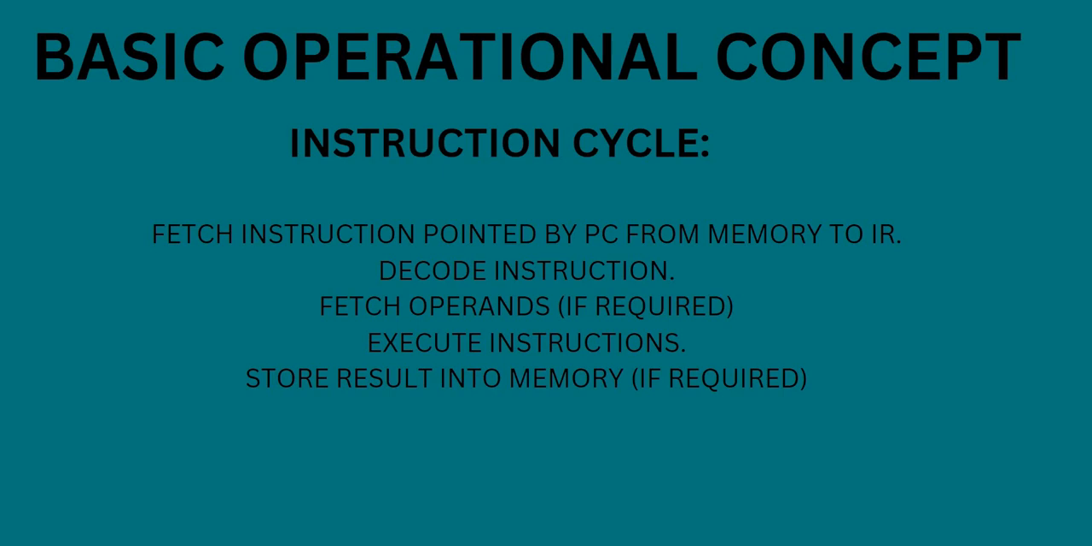Now if our operation says that we have to perform a particular operation on the contents of two registers, we will not need to fetch the operands from memory as they are present in the CPU in the registers itself. Next we will execute the instructions and finally we will store the result into memory if required. If not, then we will store them into the registers themselves.